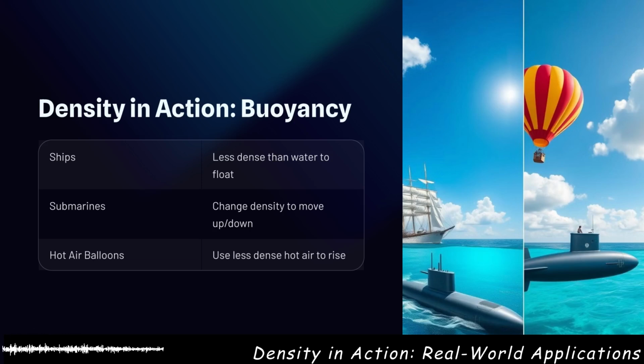But density isn't just for sea lovers. It's everywhere. It's why hot air balloons rise, less dense hot air inside the balloon, why oil floats on water in your salad dressing, and why helium balloons try to escape to the ceiling at birthday parties.